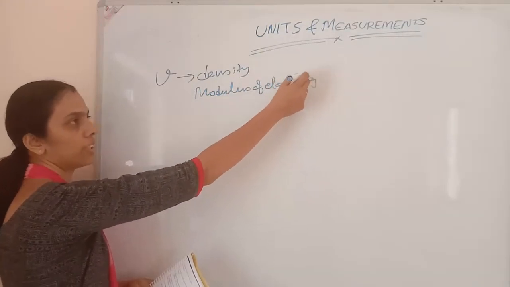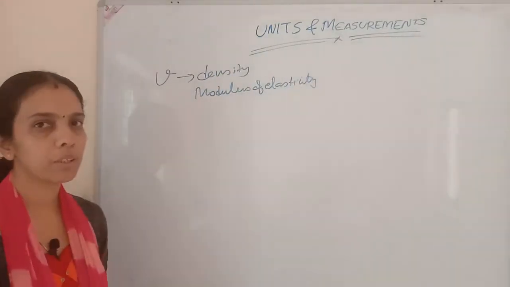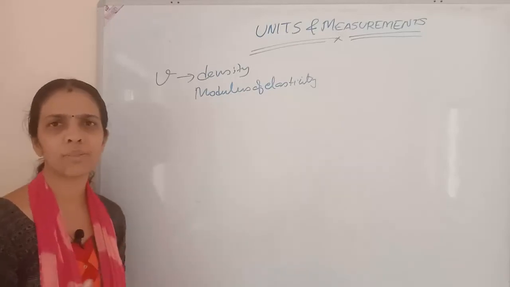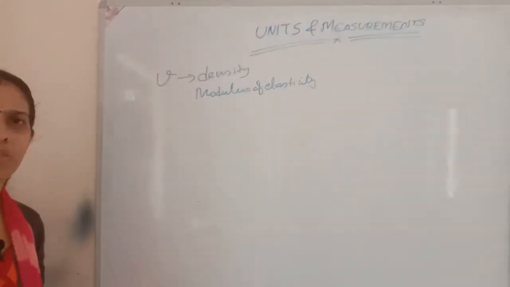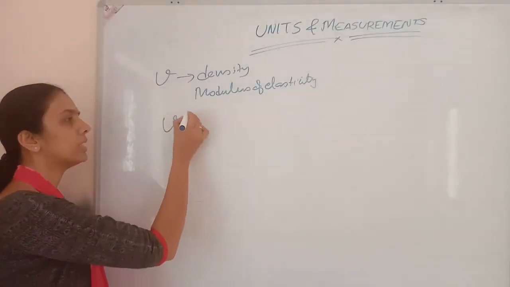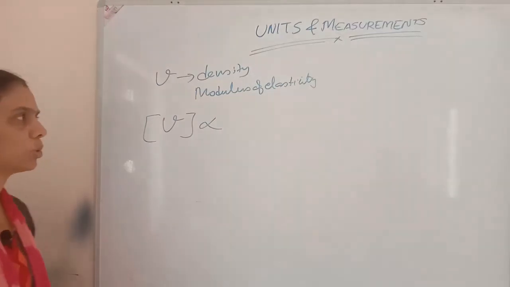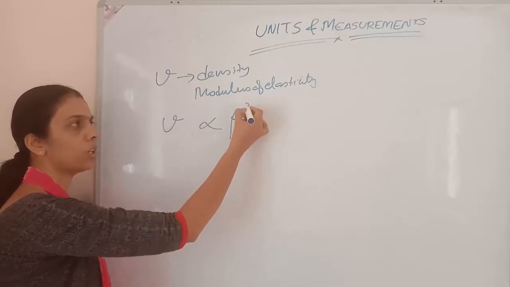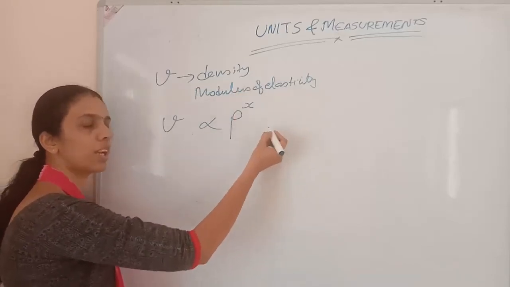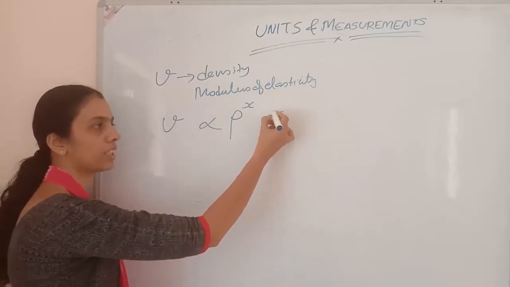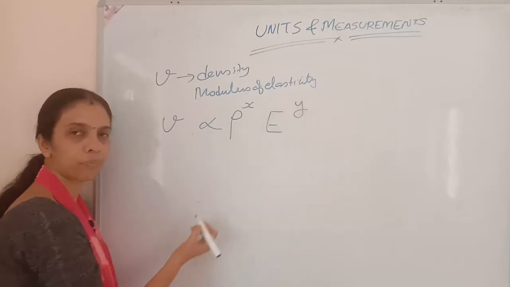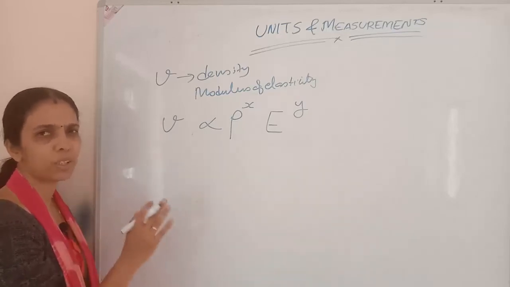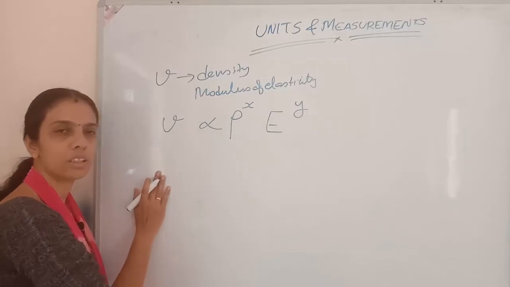Okay, here actually in the question they had given the modulus of elasticity dimension. But you know, you already studied about the modulus of elasticity, right? So now no point in giving the dimension of this one. So here velocity v is directly proportional to density rho to the power x, and modulus of elasticity, any one of the modulus of elasticity you can write. If you are taking E also, it's fine, E to the power y. Otherwise Young's modulus or bulk modulus or shear modulus, any one you can use. So you should write like this.